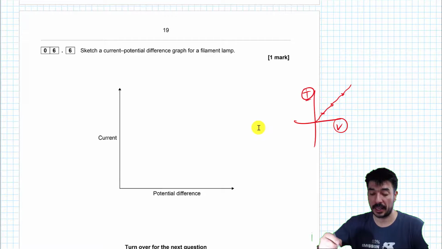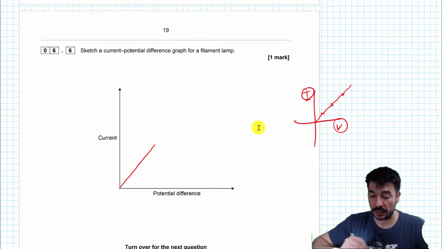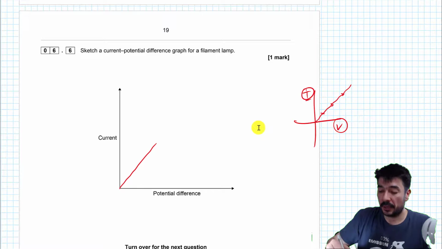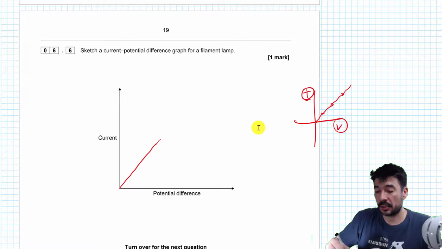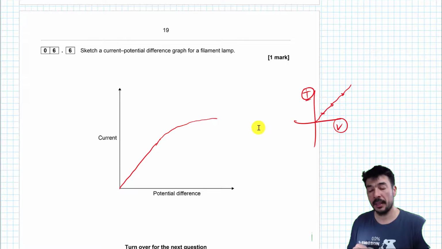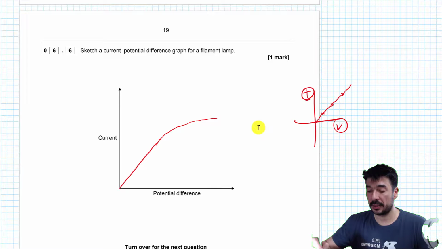But a filament lamp, that doesn't happen. Initially, as voltage goes up, current goes up, right? But then, as the bulb gets hotter and hotter, and it's harder and harder to push current through it, it tails off. Now, you may have learnt these graphs like this. So you see them in reverse.